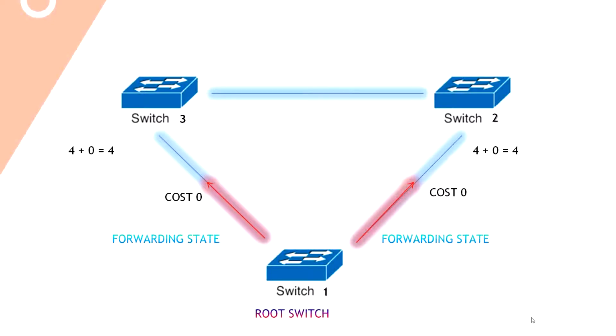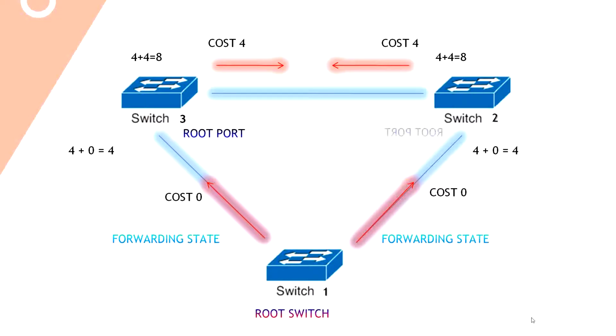Now they send this information to each other, that the cost is 4 to reach the root switch. Now they calculate that the cost to reach from switch 2 to switch 3 is 4, and the cost to reach the root switch from switch 3 is 4. So 4 plus 4 equals 8. So both the switches calculated, and now the cost is less, which is 4 to reach switch 1, and 8 is high. So this will become the root port. And this is how a root port is elected.